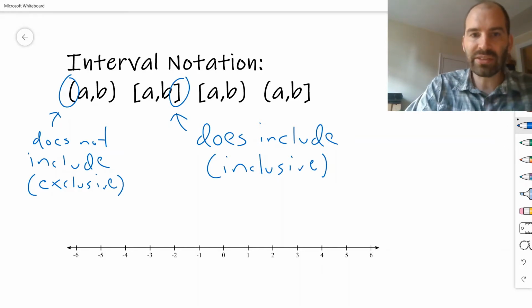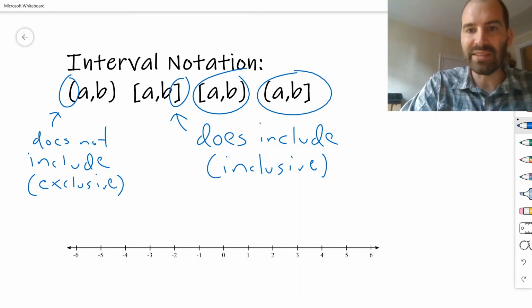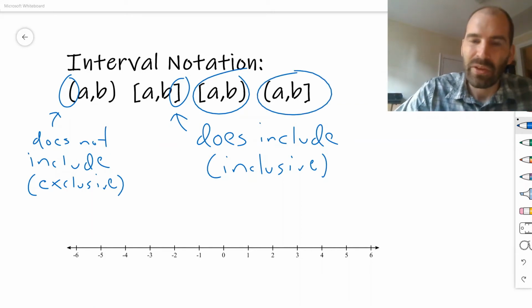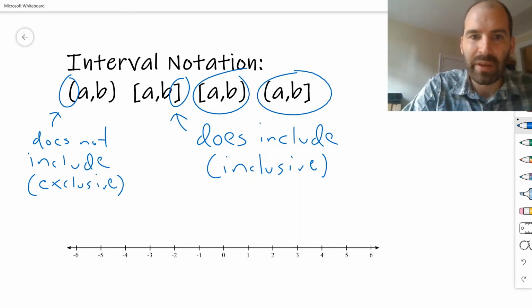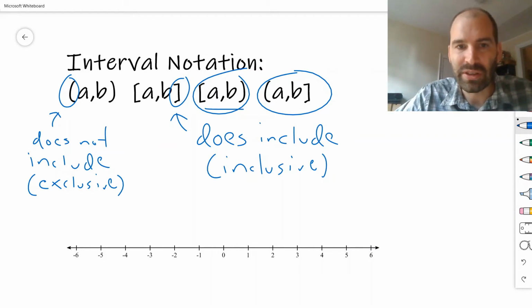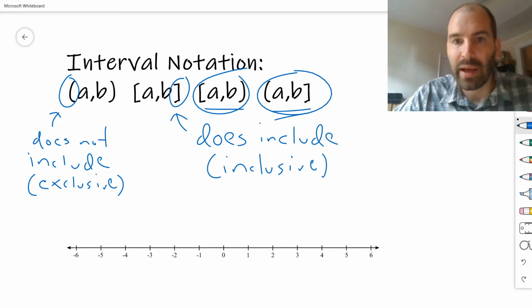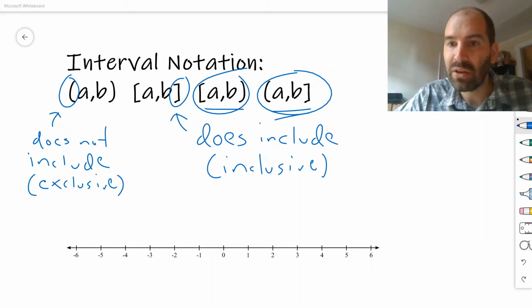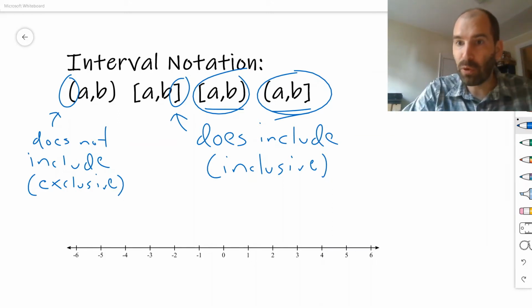Now, the next two intervals over here are mixes, right? You'll note that the first one here includes A, but excludes B. It's got a square bracket near A, but a round bracket near B. And the one after that excludes A, but includes B. So there's four possibilities for intervals.